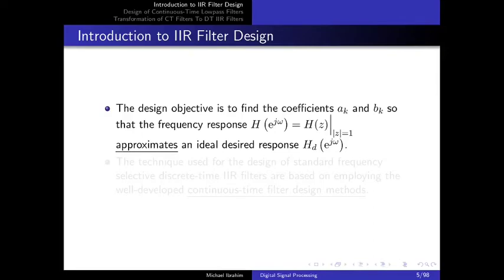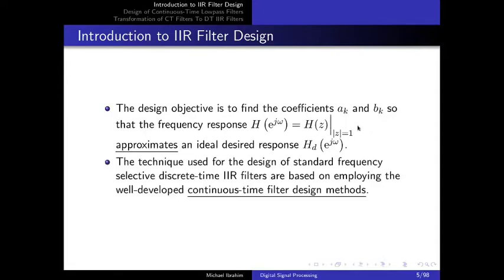The design objective here is to find the coefficients ak and bk so that the frequency response H of e to the power j omega approximates the ideal desired frequency response. And as you remember from the Z transform chapter, the frequency response is simply the system transfer function H of z evaluated at the unit circle, modulus z equal to 1.